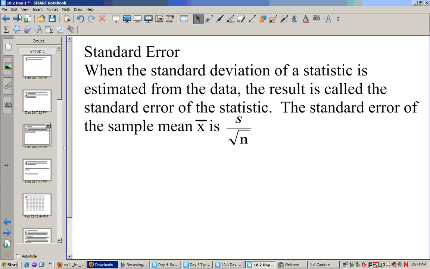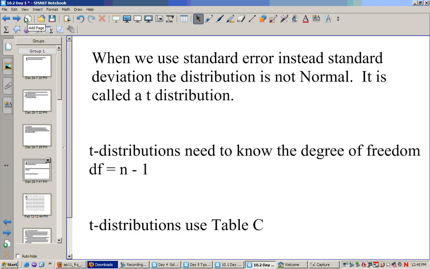Now, our standard error. When the standard deviation of a statistic is estimated from data, the result is called the standard error of the statistic. The standard error of the sample mean is the standard deviation of the data set divided by the square root of n. Now, when we use standard error instead of the standard deviation, the distribution is not normal. It's called a t-distribution. T-distributions need a degree of freedom, n-1.